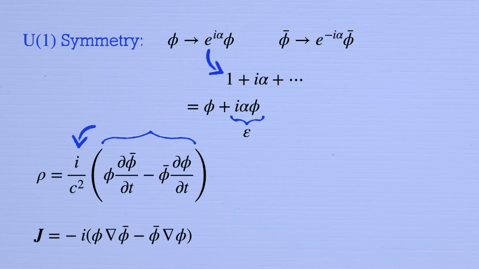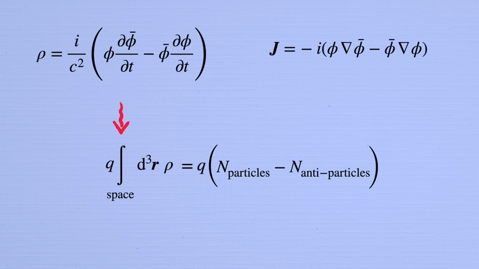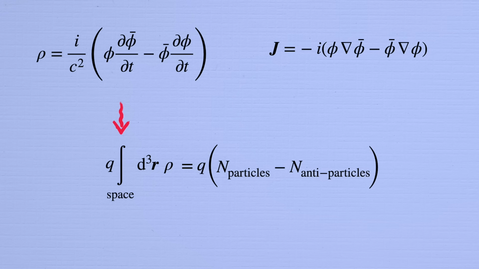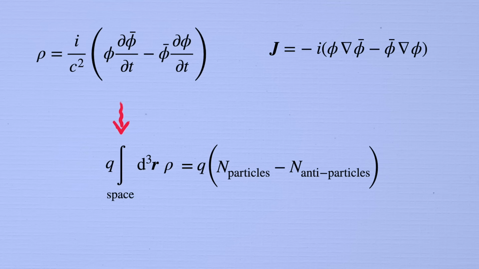Suppose these particles carry electric charge q, and therefore the antiparticles carry electric charge minus q. Then the total electric charge is q times the number of particles minus the number of antiparticles. In other words, it's our conserved quantity here given by integrating rho up to a factor of q. So the same conserved quantity coming from our rotation symmetry counts the total electric charge. The densities rho and j from the rotation symmetry essentially become electric charge and electric current densities.